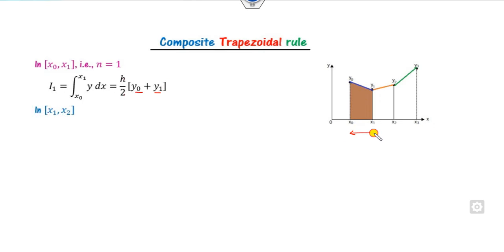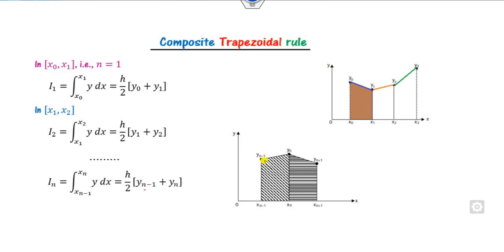Similarly, if I consider this one instead, again it's a trapezoid. So the area will be half the sum of the parallel sides. These are my two parallel sides, y1 plus y2, times the height of this, that is x2 minus x1. Again it's h, and so on. So this is my area, this is my area, and so on. I can find the last area in this manner: yn plus yn minus 1, this is my yn, times the height of this, which is h.